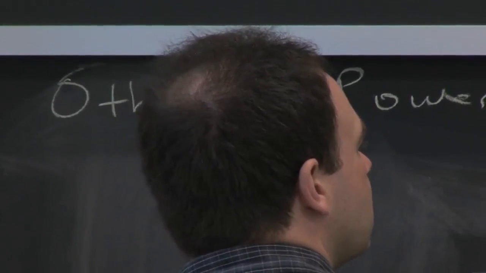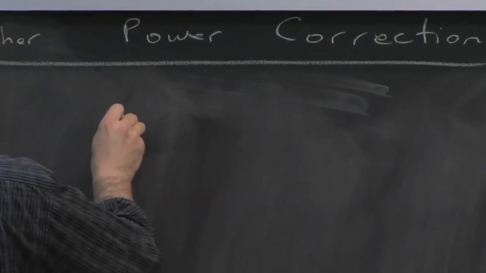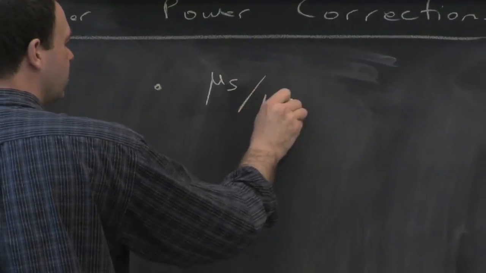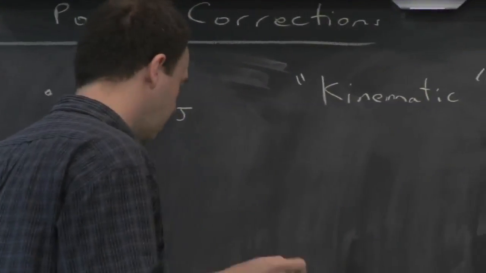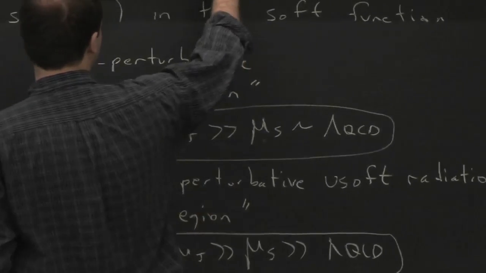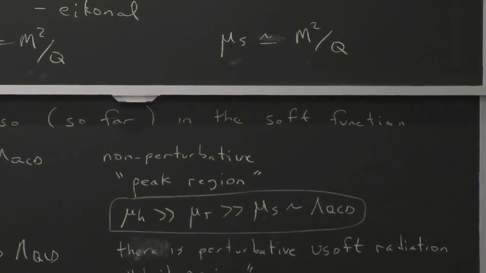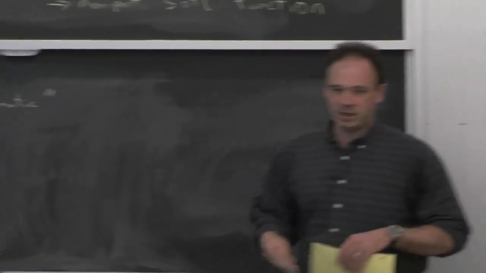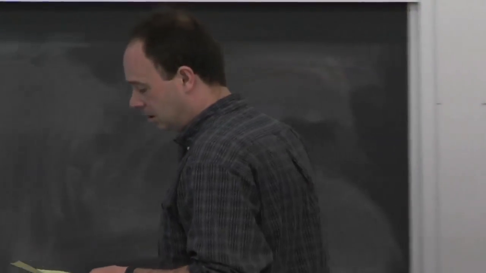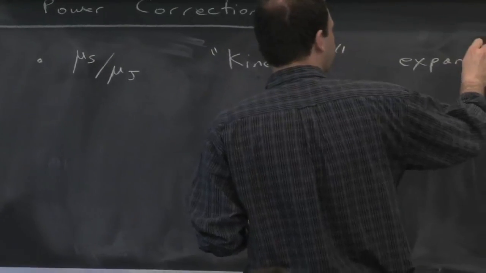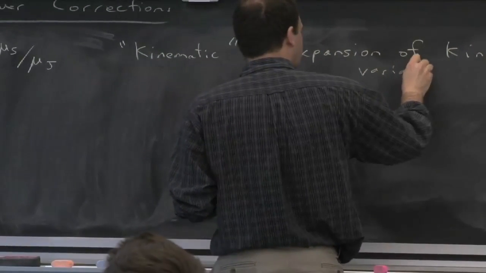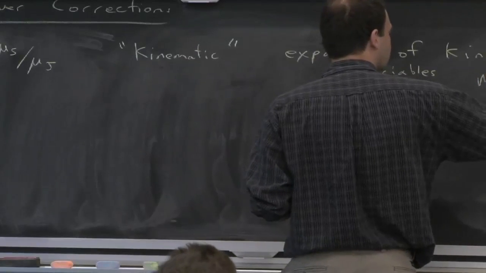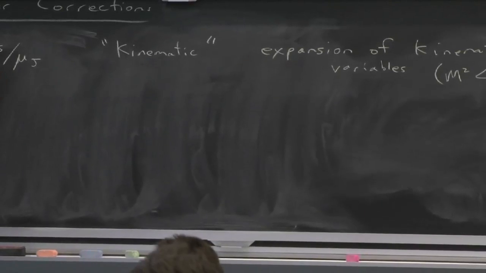You could ask about other power corrections. There's a set of power corrections where you would expand in, say, mu s over mu j. Let me label these as kinematic, because the things setting the scale for mu s and mu j, in this picture where mu s is this, and I always distinguish lambda QCD as a separate thing, are just perturbative scales. If you think about having some function that you're making an expansion of, they come about from expansion of kinematic variables, basically. So it's the m squared much less than q squared. That's what I mean. There's nothing non-perturbative about that.